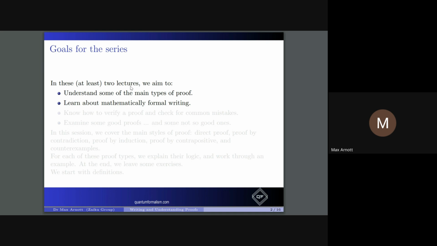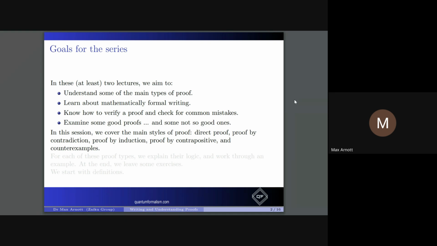We're going to learn about mathematically formal writing. We're going to know how to verify proofs and check for common mistakes. The learning about writing and verifying is for next time, but the common mistakes I'm going to address as and when we talk about the types of proof. We're going to examine some good proofs. And in the next session, we're going to examine some not so good ones, because it will help to compare them and to highlight the difference and hopefully the importance of mathematically formal writing.